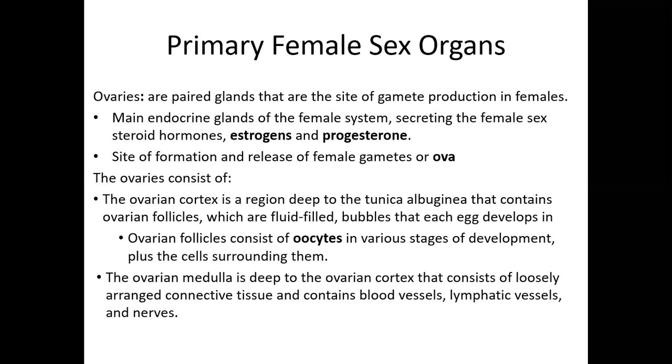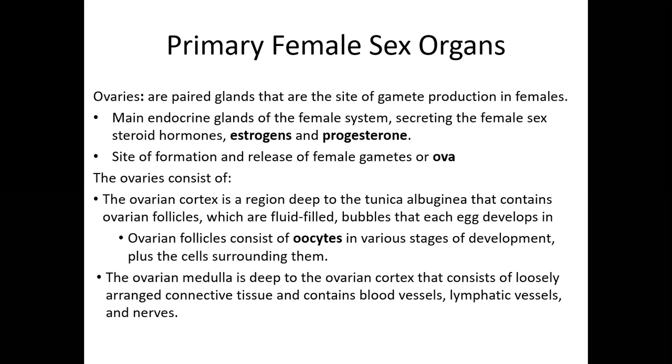Okay, the primary female sex organs we've talked about before. The ovaries, we learned earlier in the semester, secrete the female sex steroid hormones, estrogens, which is plural for a reason, and progesterone. We're going to talk about the production of the female gametes or ova, what we call oogenesis, is that process. Kind of two major regions to an ovary exist: an ovarian cortex, which is a region deep to what's called the tunica albuginea, where you find ovarian follicles, which are fluid-filled bubbles that each egg cell develops in. Within an ovarian follicle, we have what we call oocytes, which is a fancy term for egg cells.